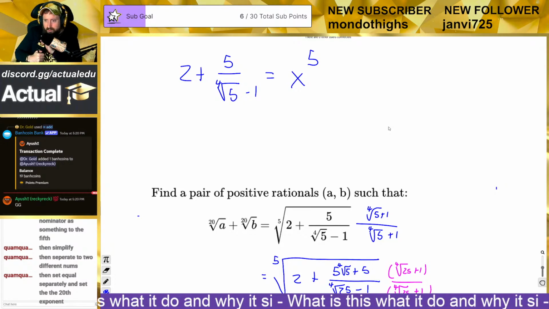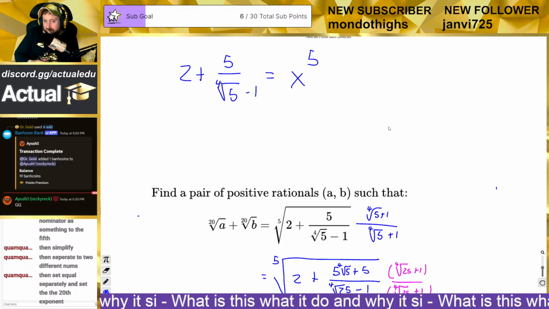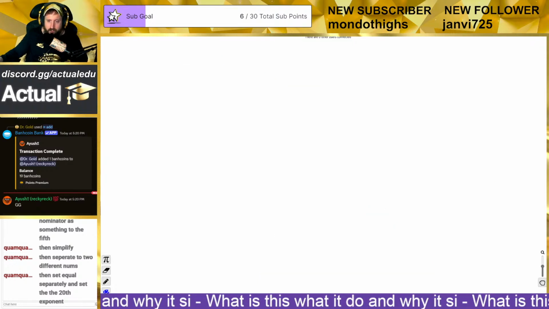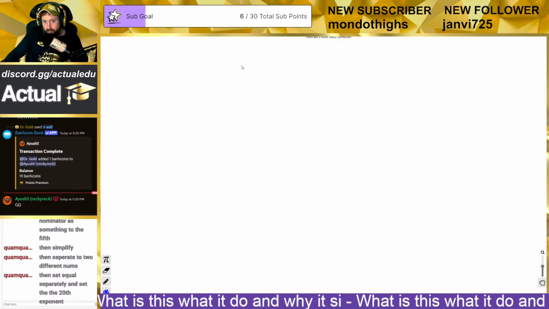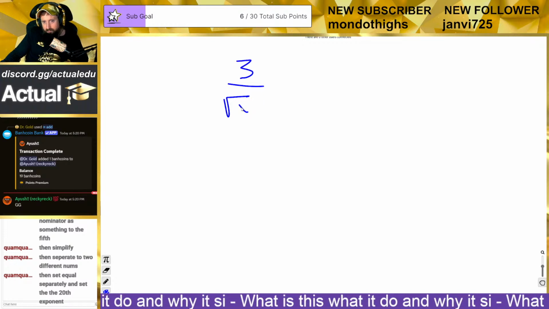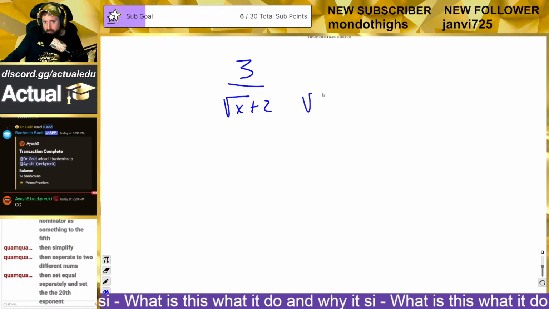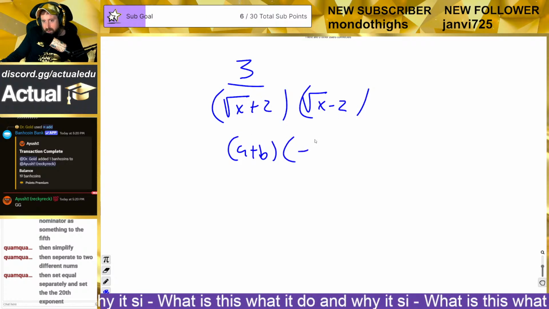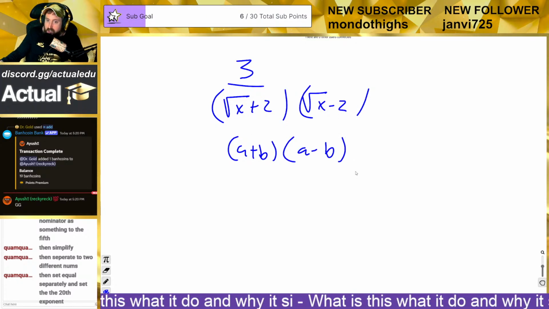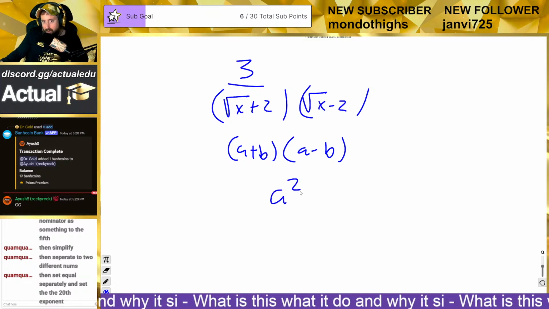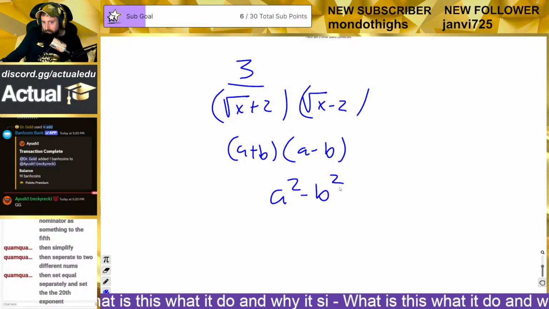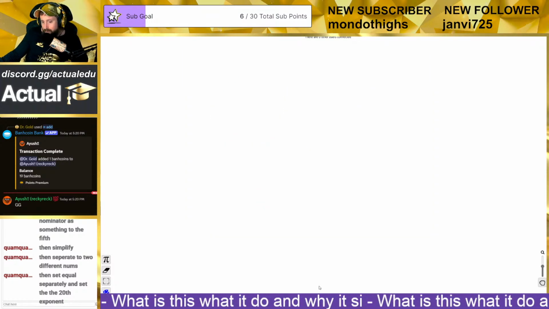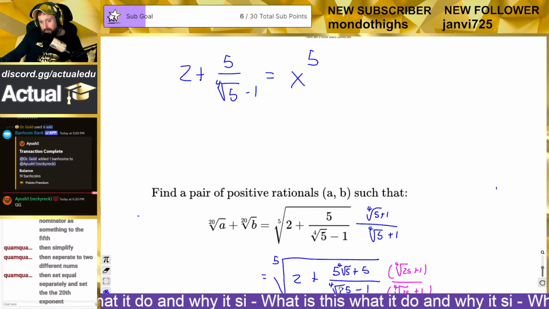I feel like what you're trying to do here is something with... Just for example, if I have 3 over the square root of x plus 2, I want to multiply this by the square root of x minus 2, because this satisfies an a plus b, a minus b relationship, which then I know will get me an a squared minus b squared. Okay? And that ends up killing the root. That's nice. That's the traditional thing you learn in algebra or even upper level high school.